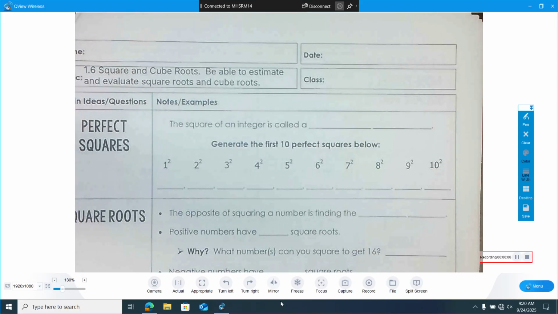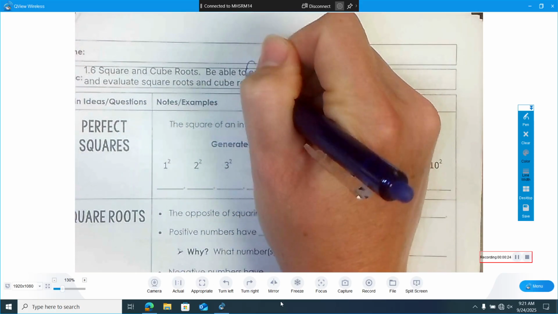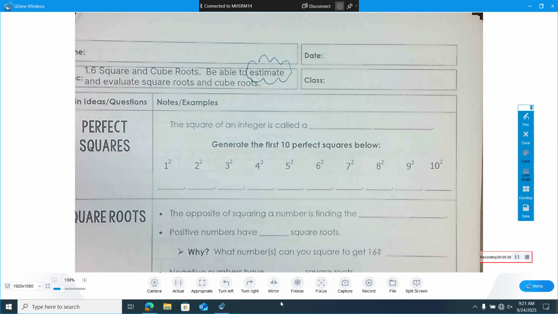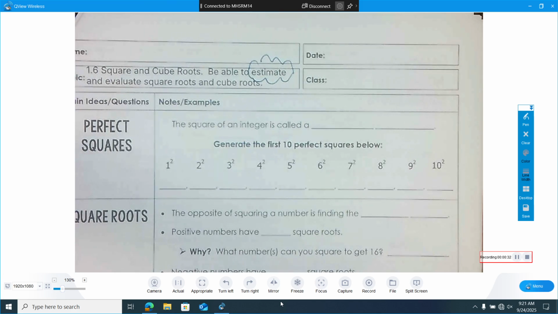So now that we're talking about exponents, we are going to talk about squares and square roots and cubes and cube roots, which really just undo one another. So today we want to be able to estimate, which is kind of an interesting thing, square roots, and evaluate square and cube roots.